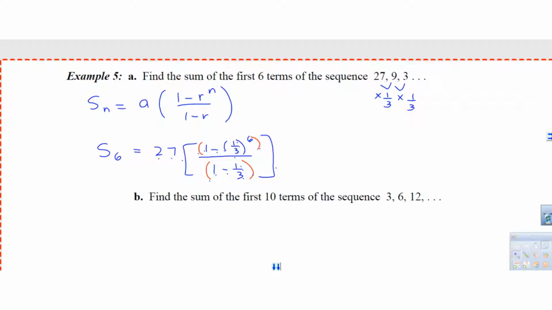27, parenthesis, parenthesis, 1 minus parenthesis, 1 divide 3, close parenthesis, raise it to the 6th, close parenthesis, divided by parenthesis, 1 minus 1 divide 3, close it, enter, and I get a bad fraction. How do I turn this into a bad decimal? How do I turn it into a good fraction? Second PRB, enter. Now there's my answer. I know it's weird. This is what you get on your calculator. And that just means 40 and 4 over 9. That's all that means.